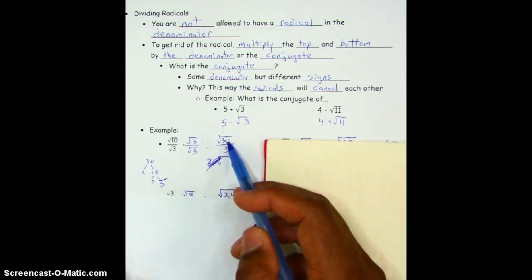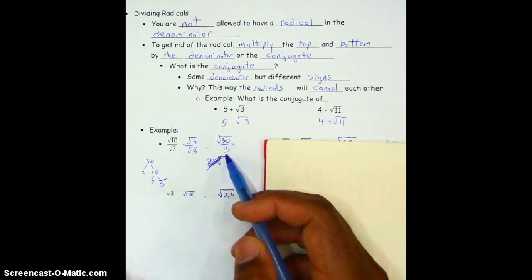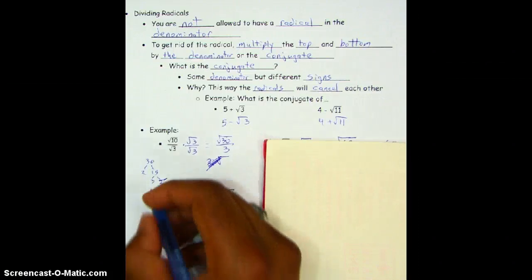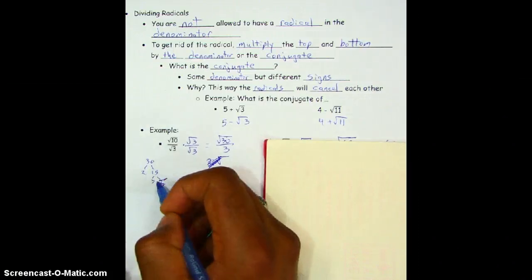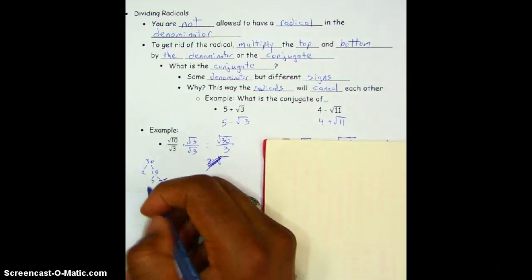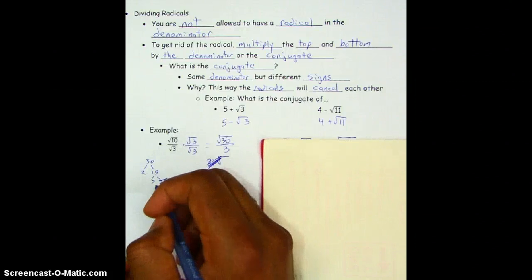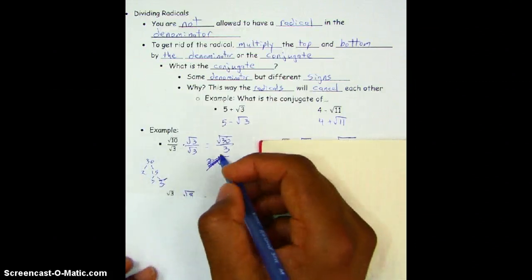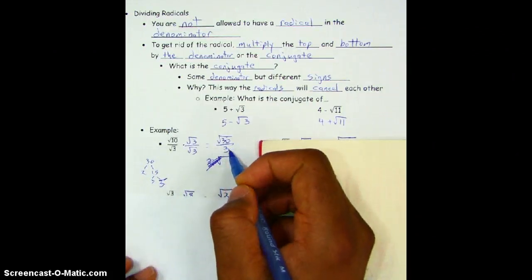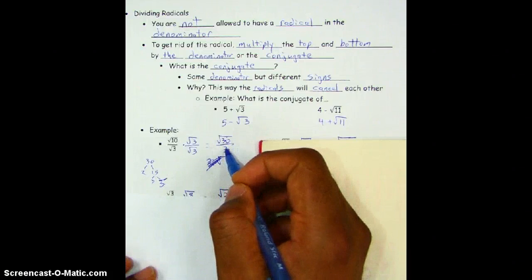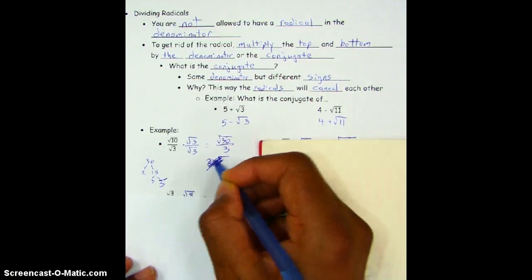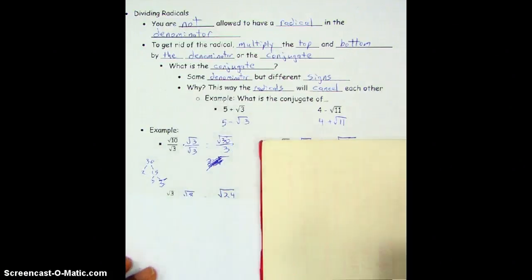This is just going to be the square root of 30 over 3, because none of the factors here can get paired up. So we're going to end up with the square root of 30 over 3. There's nothing here, nothing here. It's just the square root of 30 over 3.